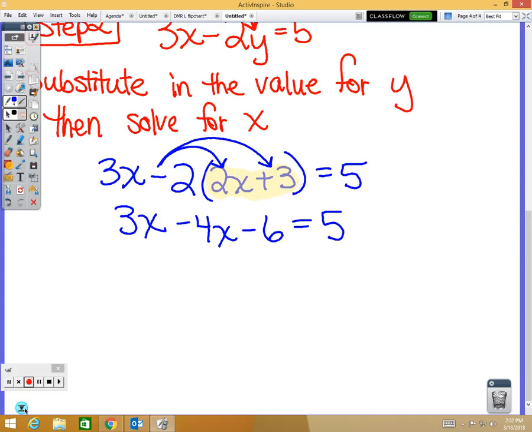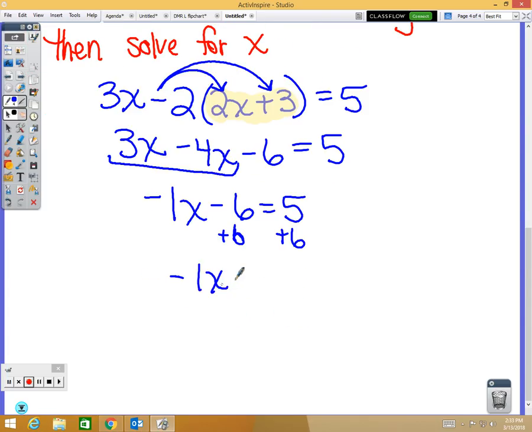Okay. Questions about what we did on that? What now? Combine like terms. Fabulous. You all are doing really good. So 3x minus 4x would give me -1x. Or you could just have -x. That'd be all right. I'm going to go ahead and leave it just -1x. Now what? Add 6. Fabulous. So that gives me -1x equals 11. And divide by -1. So x equals -11.